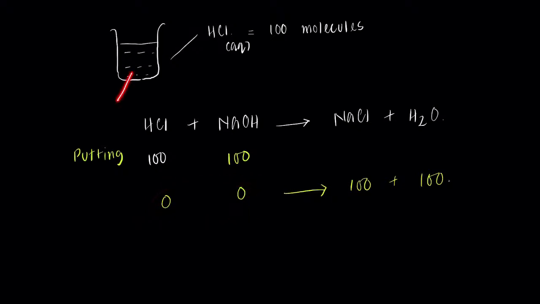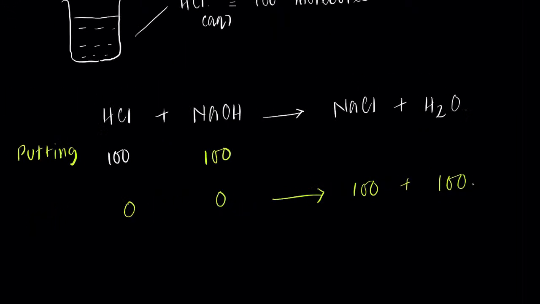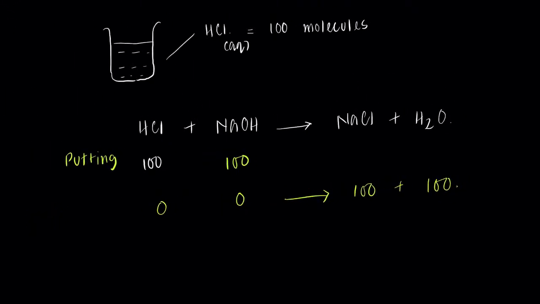Now this solution right now is not acidic at all. It's completely neutral. It's exactly neutral. There's no acid left. There's no sodium hydroxide left. No alkali left. It's completely neutral. Okay. Now, will the color change right now? Depending on the indicator, sometimes it does, sometimes it doesn't.